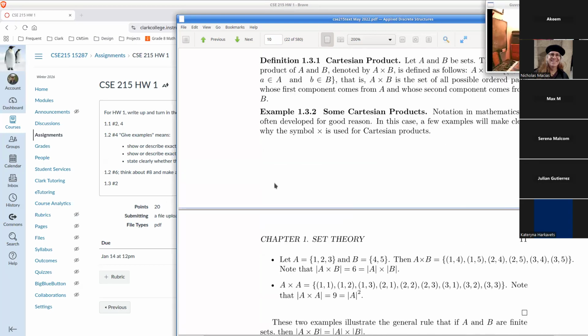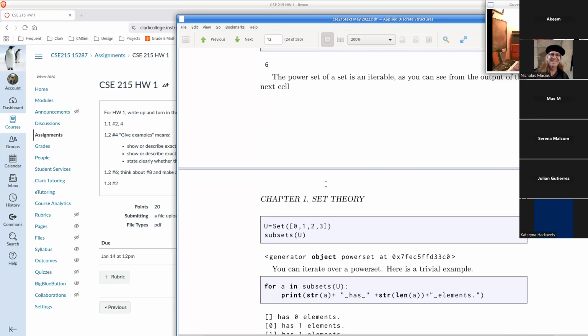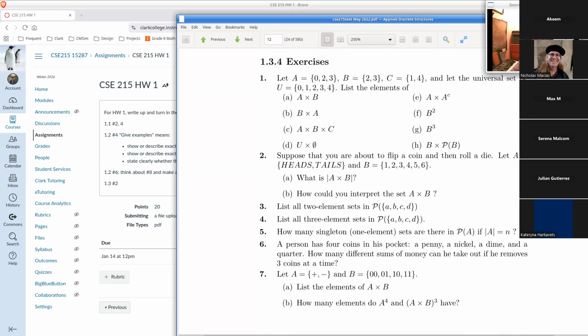And then the last question, 1.3, question number 2, which is thinking about two sets. A is this set of 2 things, B is the set of 6 things. How many things are in their Cartesian product? And then try to come up with kind of a written description or interpretation of what the Cartesian product means.